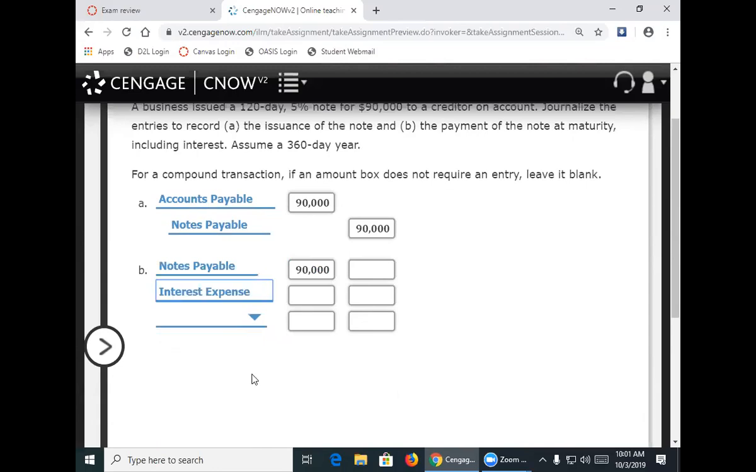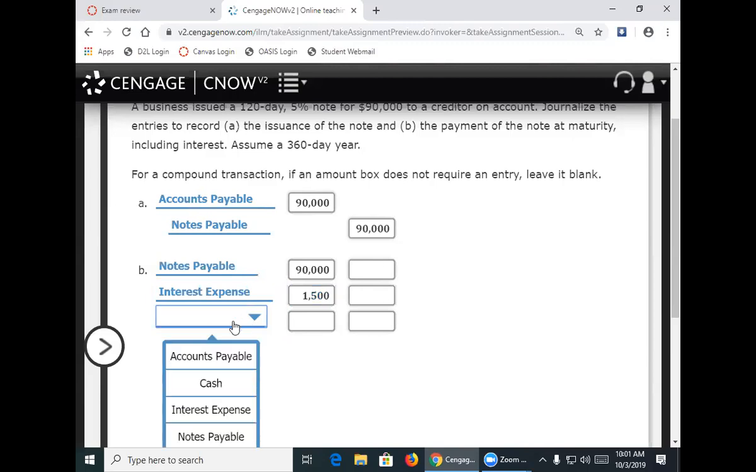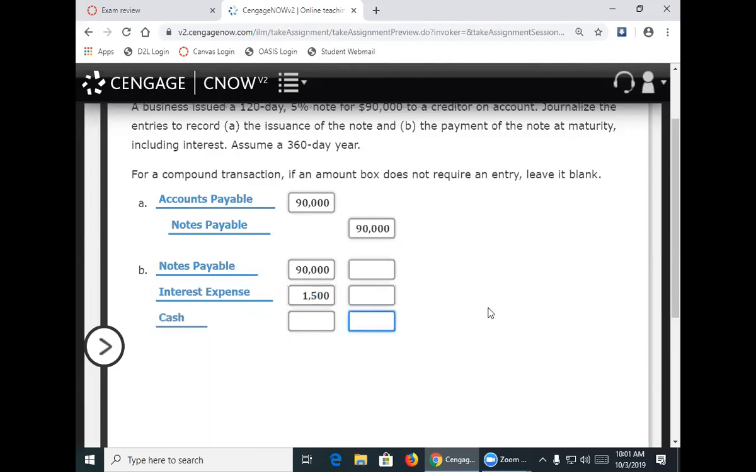Yeah, the total interest is 1,500. And then we credit cash for how much? The total amount, right? You want to do your principal plus interest, that maturity value. If you remember, maturity value of a note is the principal plus interest. So 91,500.